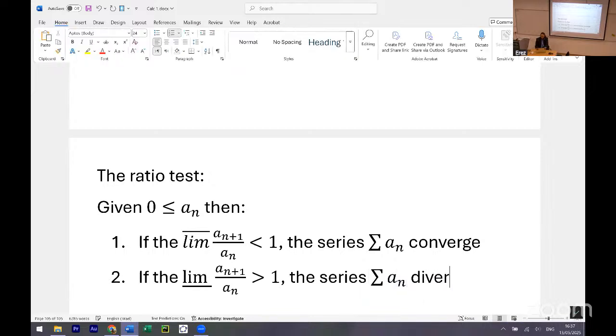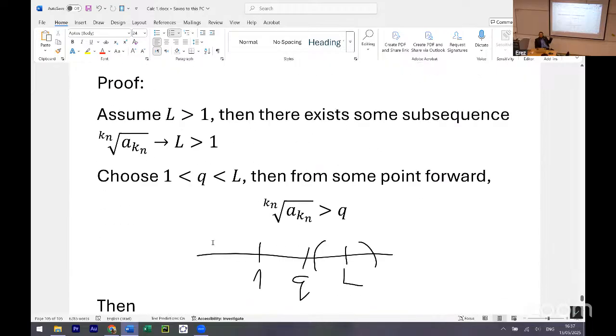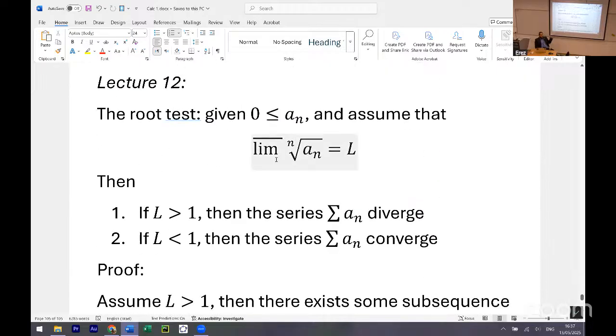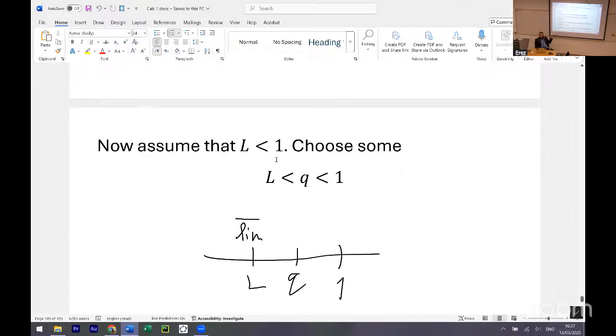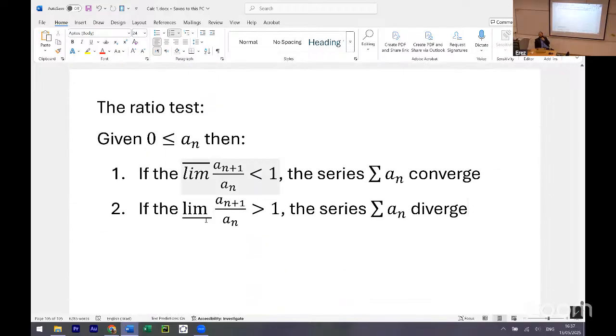So it seems rather capricious why in the two tests it was lim sup three times. In the root test, it was both times lim sup, and in the ratio test, it's one time lim sup, one time lim inf. So it seems weird, but before I prove it, I'll give you a quick example that I hope will explain why it works the way it works. Example before the proof.